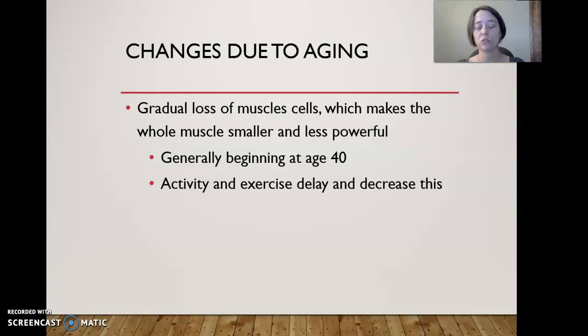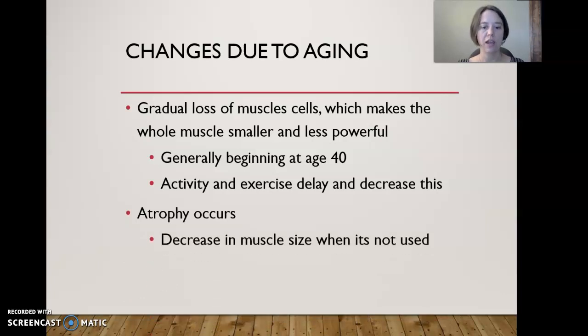What could I possibly do to avoid this? I'm over 40. That sounds like I don't want that to happen. Well, activity and exercise will delay how fast that happens and will decrease how much it happens. So atrophy occurs when you age, but also it can occur at any age. And what is atrophy? That is a decrease in muscle size when it's not used. So if you've ever worked out and then you stopped working out and those big muscles weren't so big anymore, that's what happened, was atrophy.